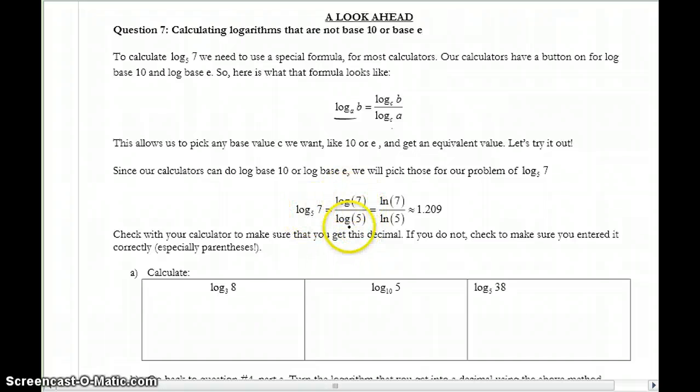It doesn't matter if you choose log base 10, log base e, or any other base. It happens to be that log base 10 and log base e, natural log, we can plug into the calculator nicely. I would take a moment right now and make sure that when you plug this value into the calculator that you get 1.209. Make sure you're careful with your parentheses when you enter in these values.